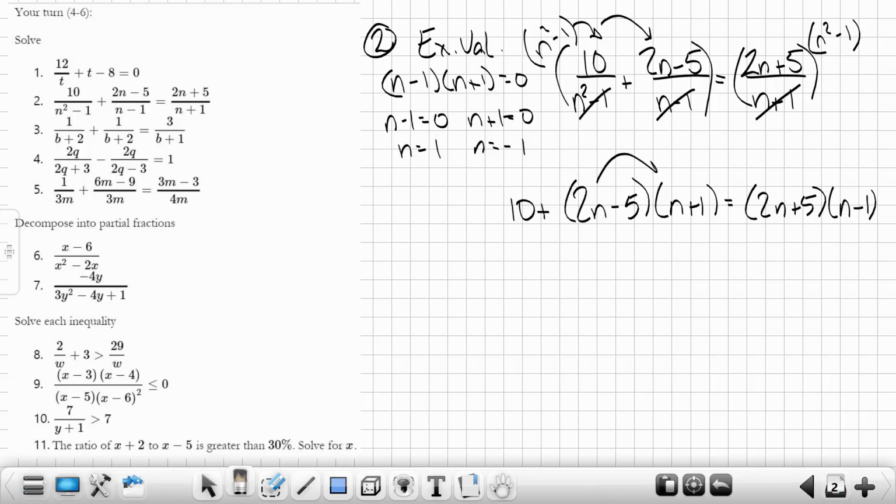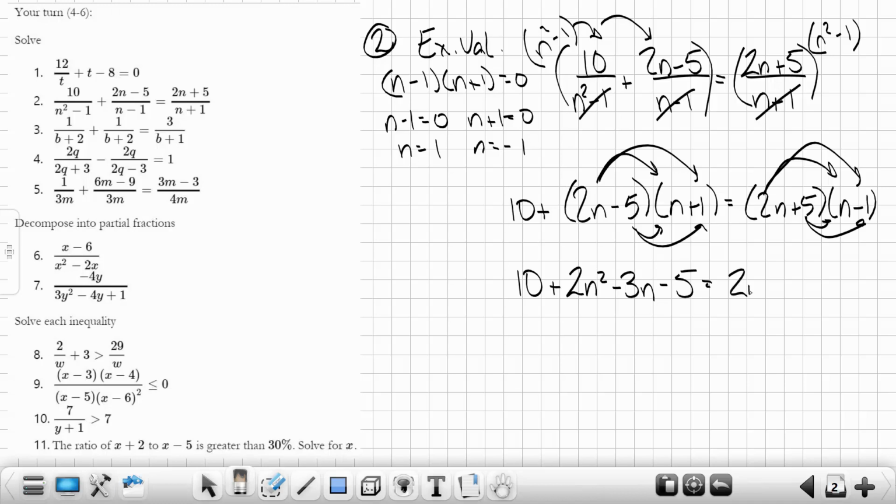So we distribute, we distribute, we distribute, we distribute. I'm going to combine like terms in one step as well, so you just have to be careful. So here I'll have 2n squared, and then I'll have plus 2n minus 5n gives me minus 3n. And then negative 5. 2n squared, minus 2n plus 5n gives me plus 3n minus 5.